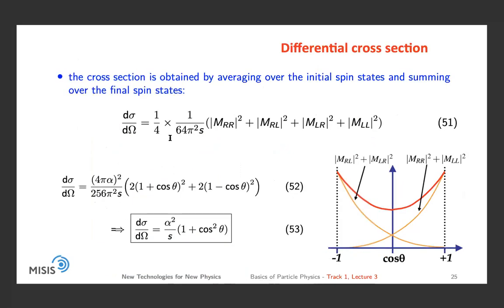Now, the cross-section is obtained by averaging, so 1/4, over the initial spin states and summing up over the final spin states. So summing up all the squares of the amplitudes. If we do the exercise, you will see that the differential cross-section of this process would be proportional to 1 plus cosine squared theta. So it will look like this red line, which is the sum over all possible combinations.